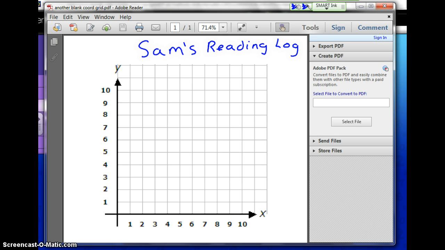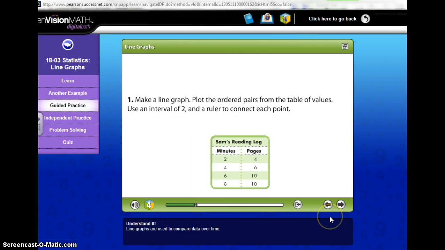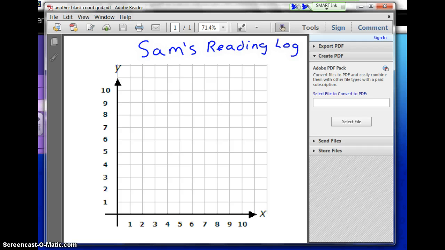What are we going to label the x-axis? Should we look back and see? What do you think? Minutes or pages? Help Kaden out. Along the x-axis, do we want our time or do we want our other information? We always want our time along the bottom, don't we? So, which one? Minutes or pages? Yep. Number of minutes. Good enough.